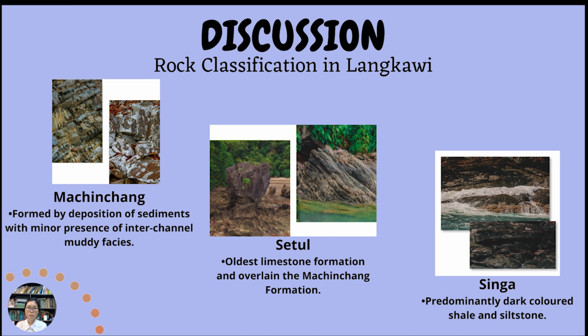For the Setul Formation, it is the oldest limestone formation in Malaysia, and it overlies the Machinchang Formation. The lower boundary of the formation is exposed at Teluk Kubang Badak, while the upper boundary can be seen in North Pulau Langgun, where it is overlain by the late Devonian flatbed of the Singa Formation.